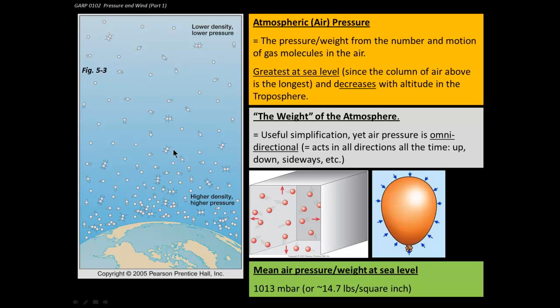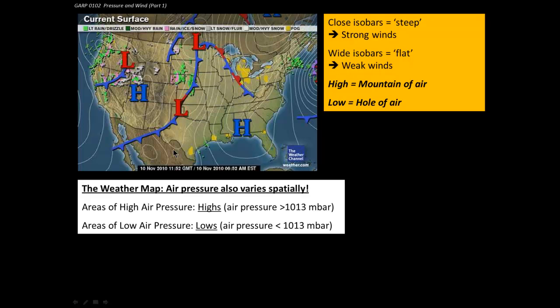So that being said, it turns out that air pressure varies spatially. On average, yes, the average air pressure is measured in millibars, and the average air pressure is 1,013 millibars at sea level. But anytime you look outside, anytime you look at the weather map, you'll find areas where the pressure is high and areas where the pressure is low. That's just the way it is.